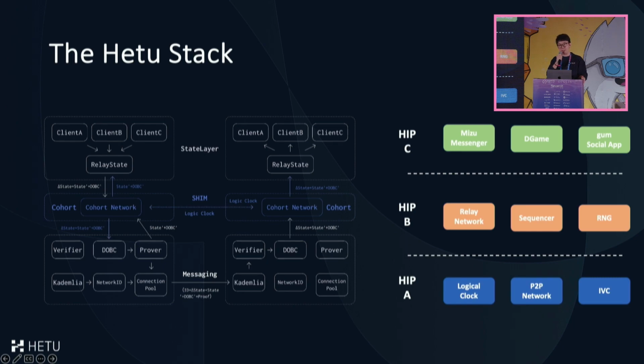The first layer is called the HIP A layer. This is the fundamental layer of the Hetu protocol, where we build the fundamental technology behind Hetu, things like logical clocks, the peer-to-peer network, and incrementally verifiable computation. On top of it is the HIP B layer, the middleware that people can build, things like the relay network I mentioned, and also sequencers and random number generators.